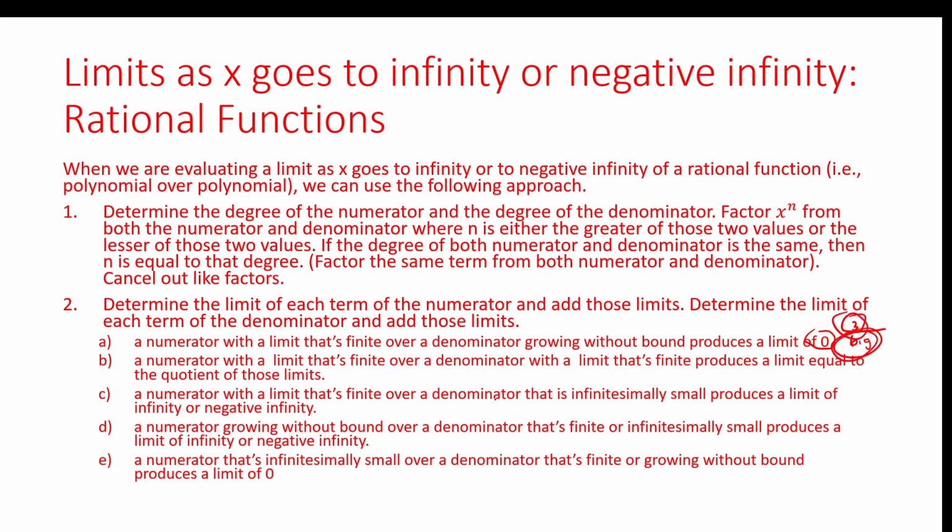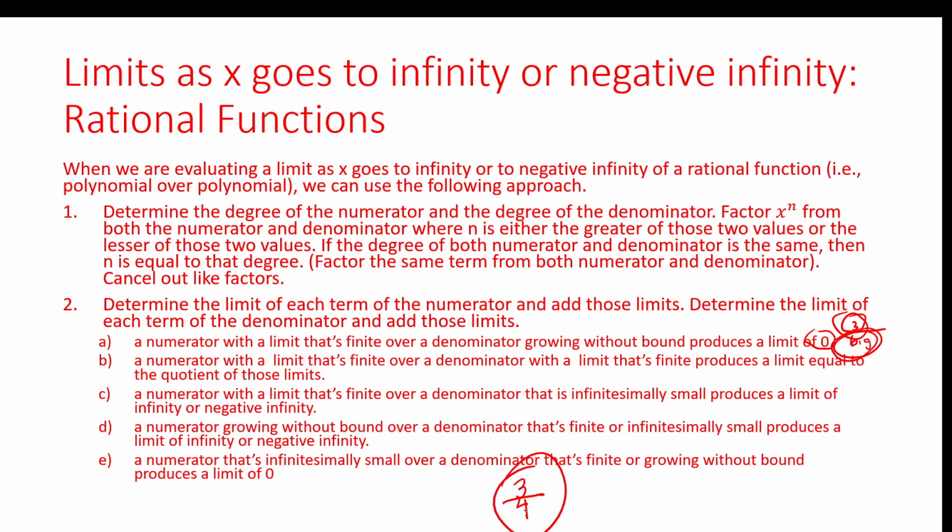Now, if we have a numerator with a limit that's finite over a denominator with a limit that's finite, then we'll have the quotient of those two limits. So if we have a numerator that has a limit of 3 over a denominator that has a limit of 4, the answer will be actually 3 over 4.